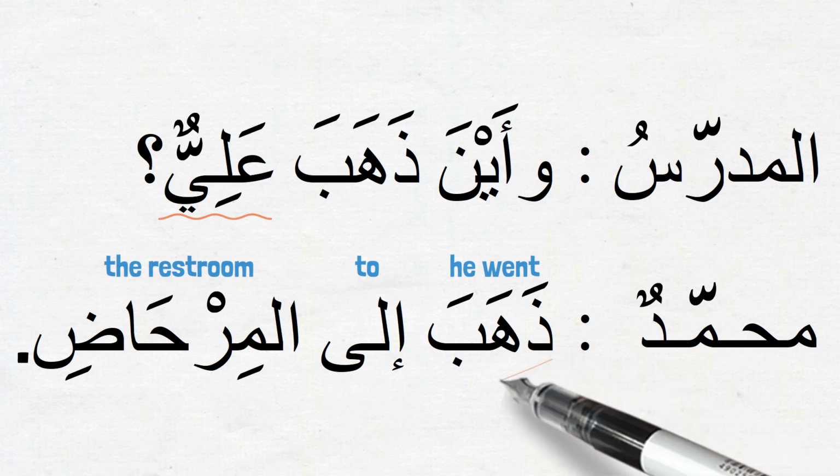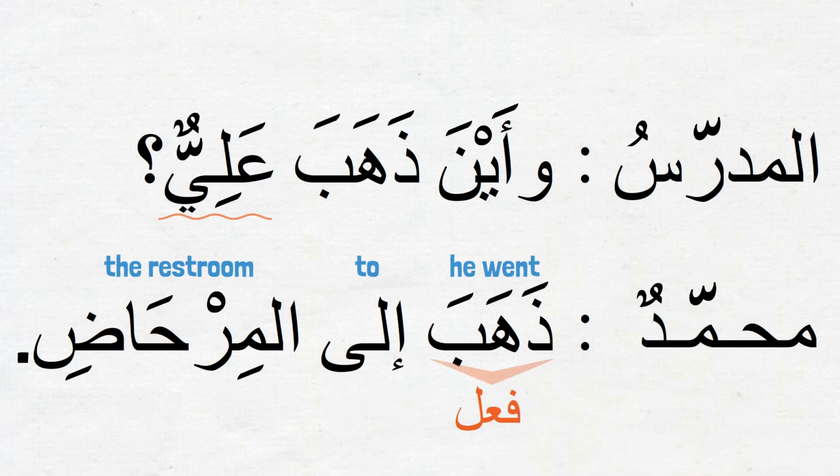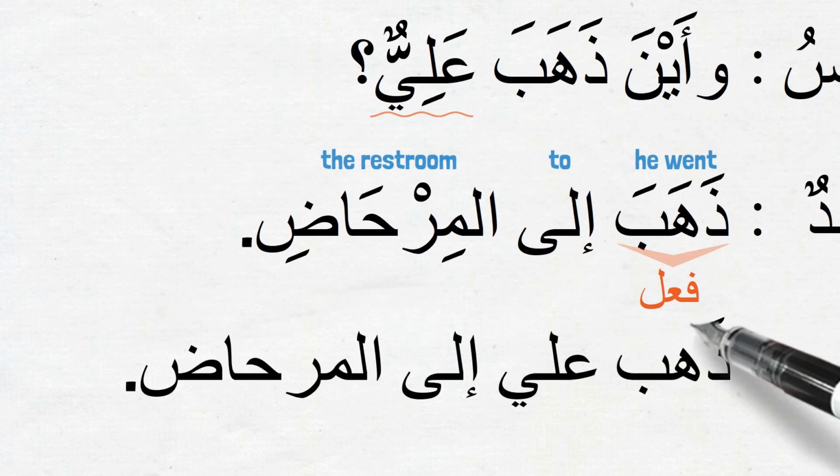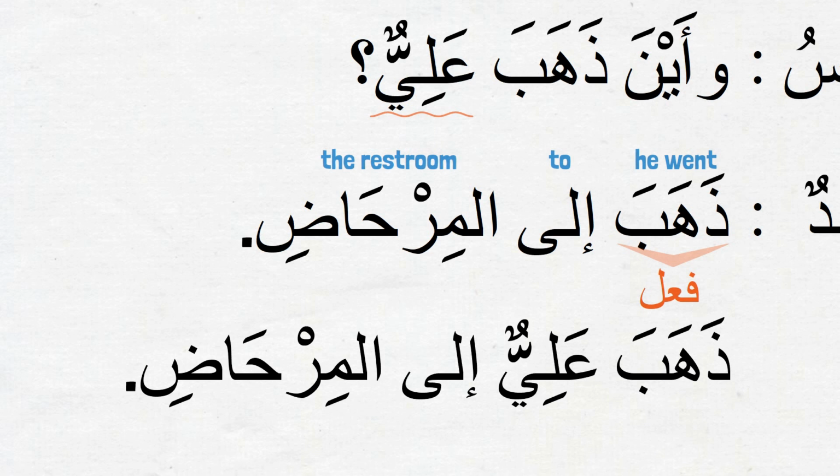Now, as we said in this جملة فعلية, the فعل is ذهب and the فاعل is hidden هو. But can we bring the فاعل علي explicitly here? Where can we insert the فاعل علي in this sentence? After the فعل ذهب, right? That is the most appropriate place for the فاعل. So we could say ذهب علي إلى المرحاض.